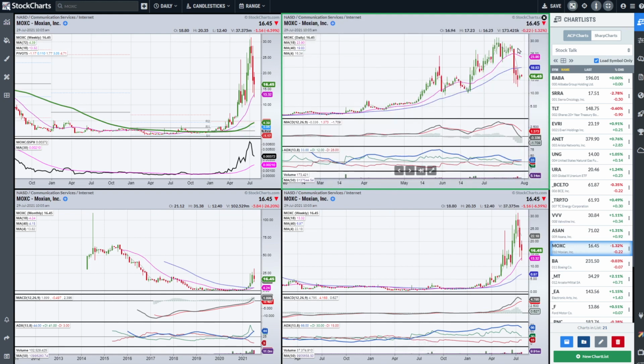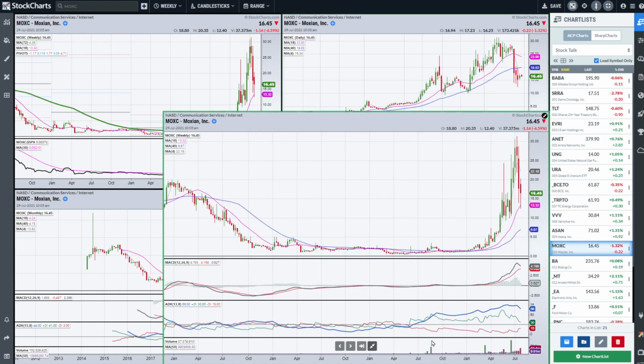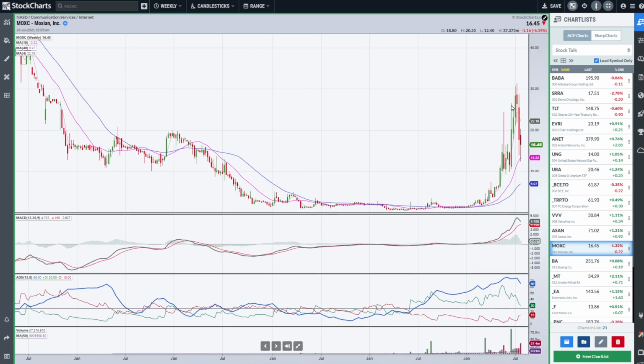MOX. I don't like the descent of this decline. Look at the angle of this decline. Too violent. Look at this on the weekly. Really nice move to the upside, but then the way this is pulling back to the moving average is highly relevant to me. It's just too vertical. Too much velocity to the downside.